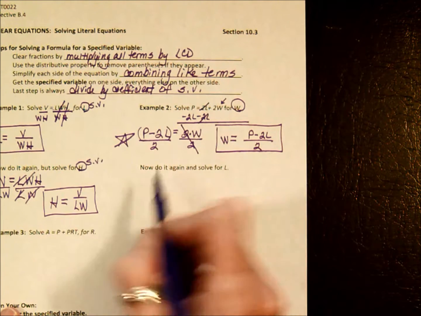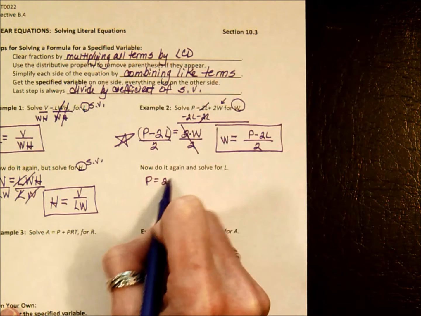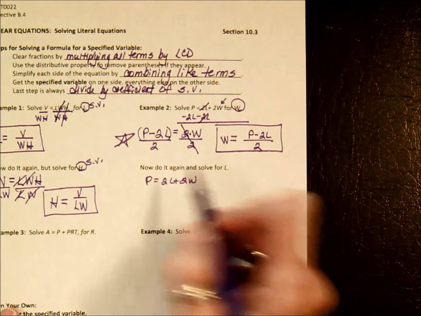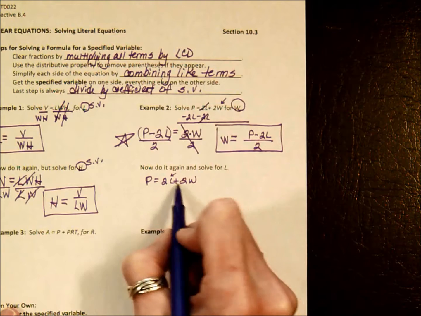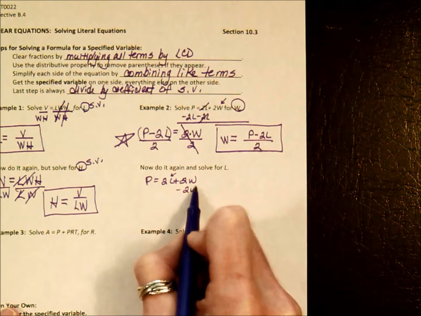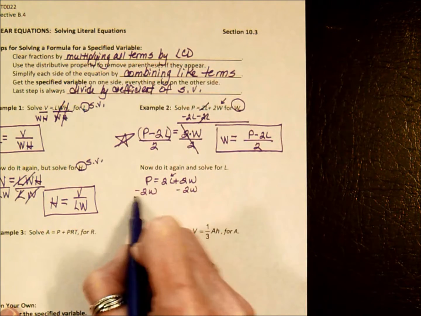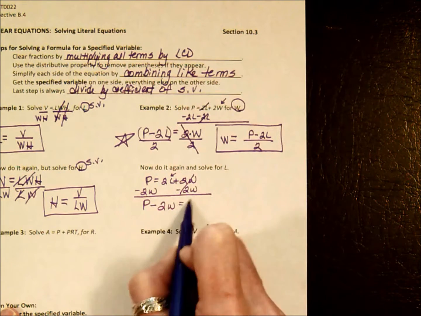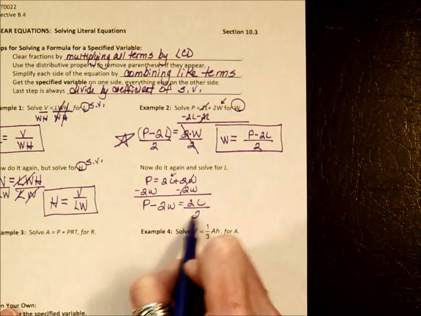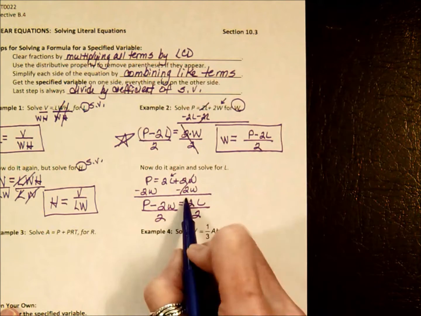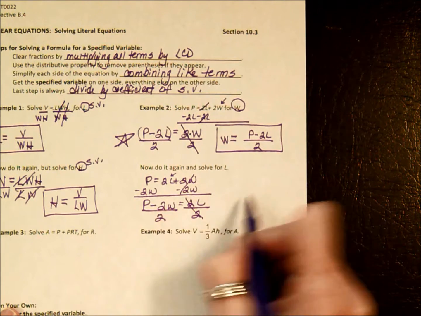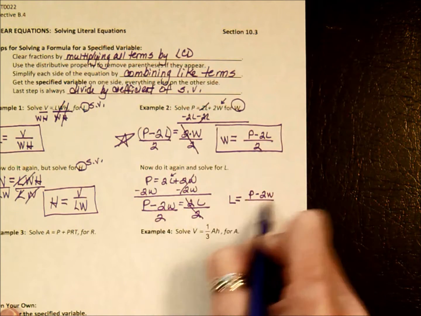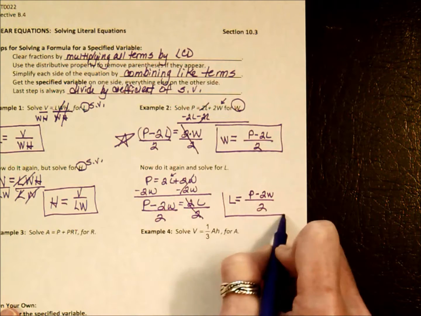Now let's do the same one again. P equals 2L plus 2W, but let's solve it for L. Well, here's our specified variable. I need to get this away by subtracting a 2W. P minus 2W equals 2L, and now I divide by that coefficient. I cross cancel here, but I can't here, and I get L equals P minus 2W over 2.